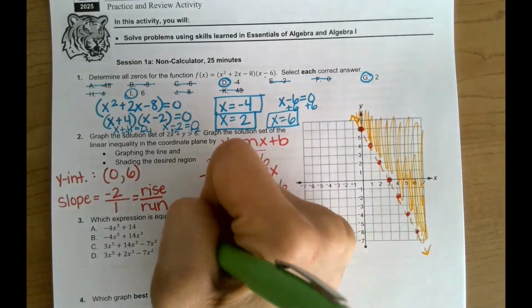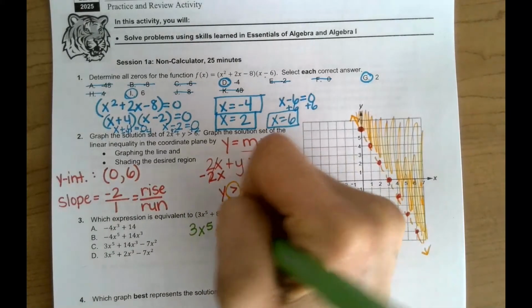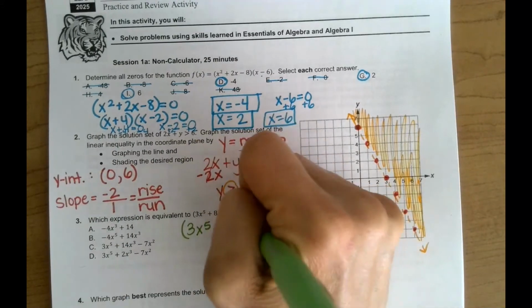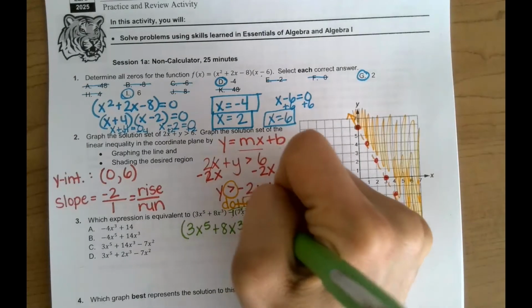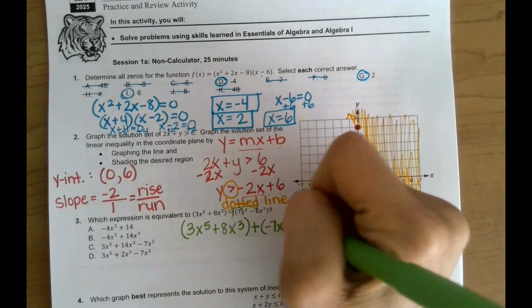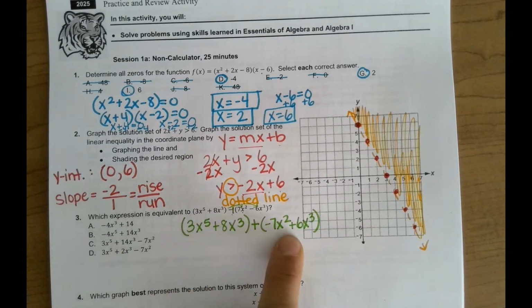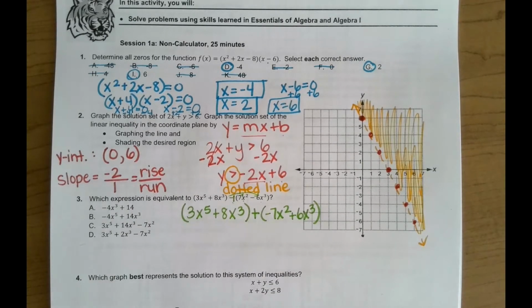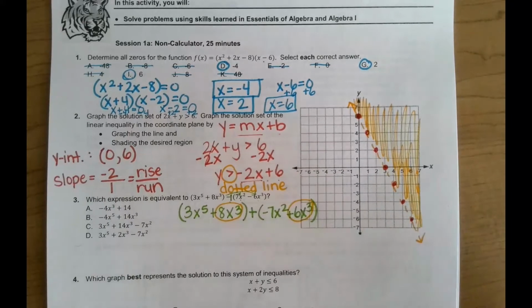So I'm going to rewrite it. 3x to the 5th plus 8x cubed plus, and now I'm going to multiply negative 1 times 7x squared, which is negative 7x squared. And then negative 1 times negative 6x cubed is positive 6x cubed. Now I can combine my like terms. 3x to the 5th power, there is not another term with the exponent of 5. Then I go over to 8x cubed, and I have another 6x cubed.